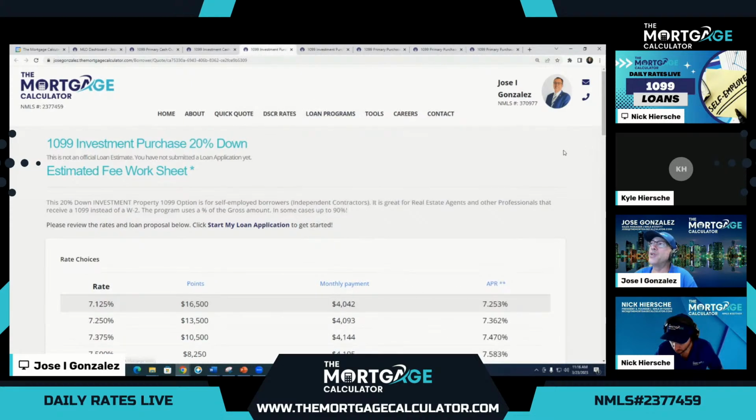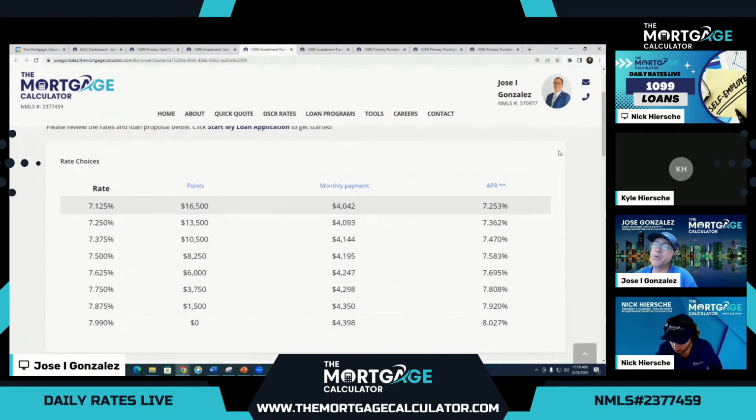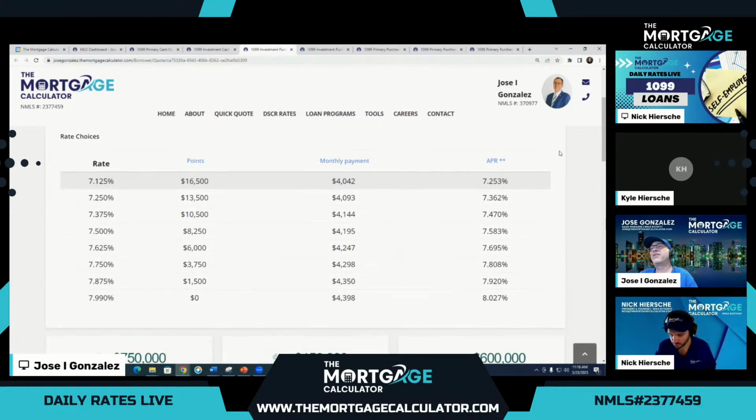Where you really hit the sweet spot, though, like we always show here in our examples, is in the options that have some more options out there for us to pick from, because then we have a little bit more competition among those conduits for our business. So you can see here 7.99 is the par rate, lowest cost option, and 7.125 is the lowest rate option at about 2.5 points.